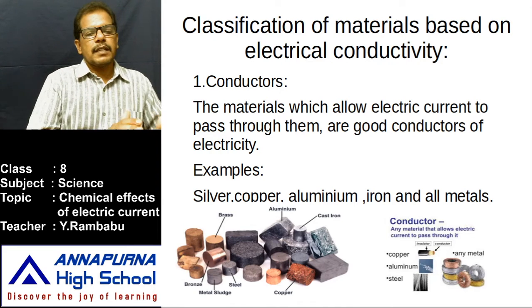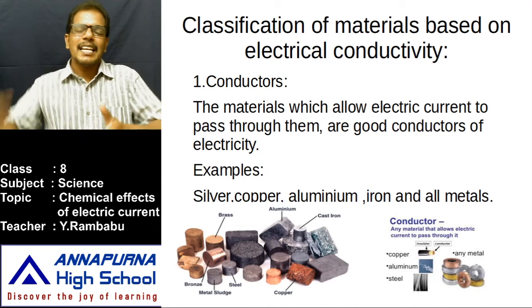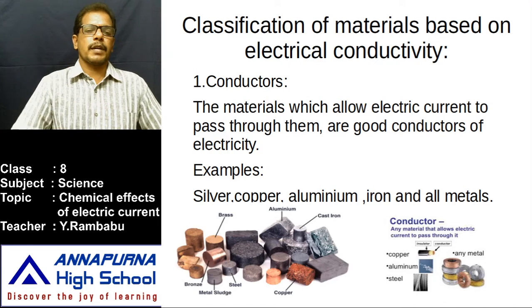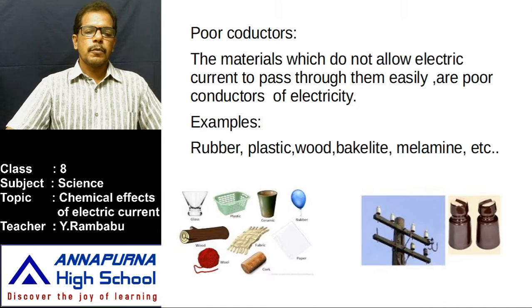Why? Actually they are insulators, but if we change the conditions, then electricity passes. That's why they are poor conductors. Then what are poor conductors? Okay, let us observe these poor conductors.